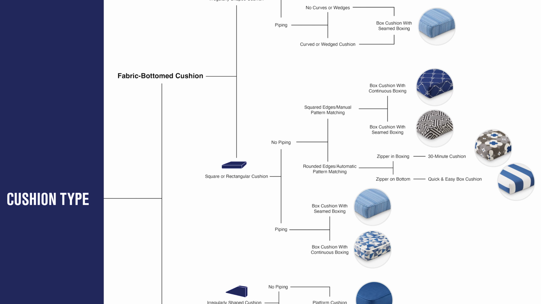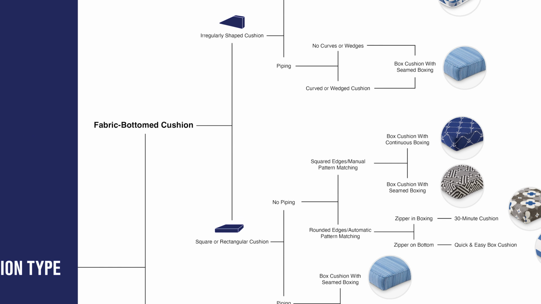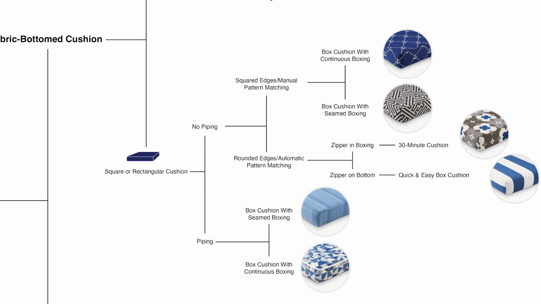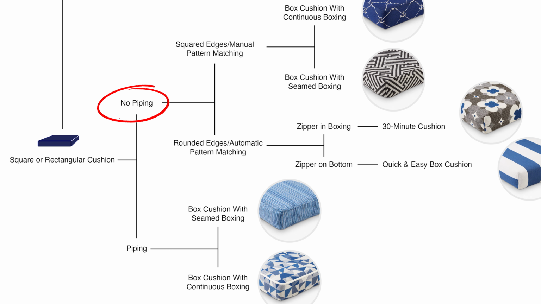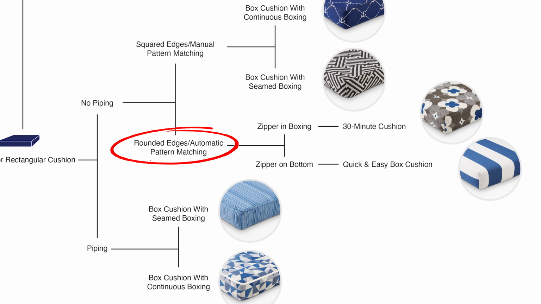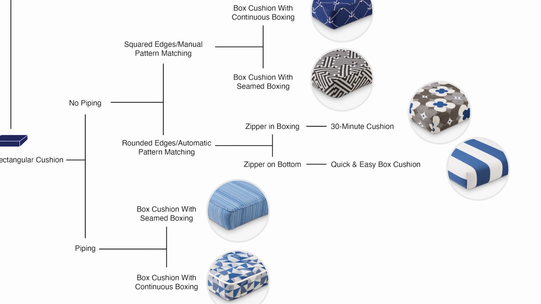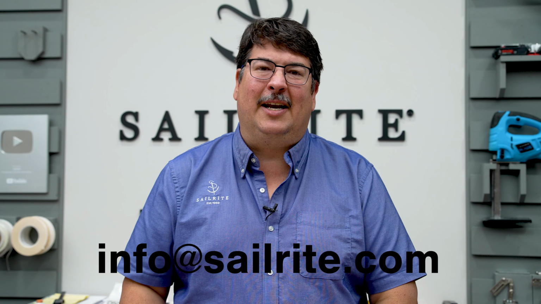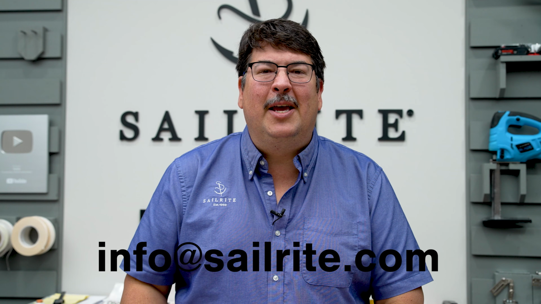To help you navigate the key features that you desire for your cushion build project, we have developed an easy flowchart which directs you quickly to the optimal cushion based on your preferences and needs. You'll find a link to that PDF in the description below or on the Sailrite website. If your type of cushion is not listed on this PDF flowchart, be sure to email us at info@sailrite.com and we'll direct you to the appropriate video for your particular cushion projects.